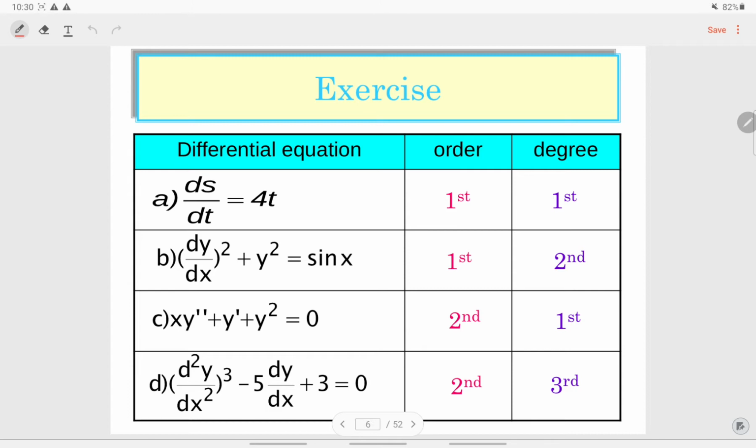For exercise, here ds over dt equal to 40. This is the first order differential equation, and then the first degree. Okay, power of 1. And then this one, the first order, okay, the first derivative, but second degree. This one, the second order, because the highest derivative is second order and the degree is a power of 1. This one, the second order derivative, and then the third degree.